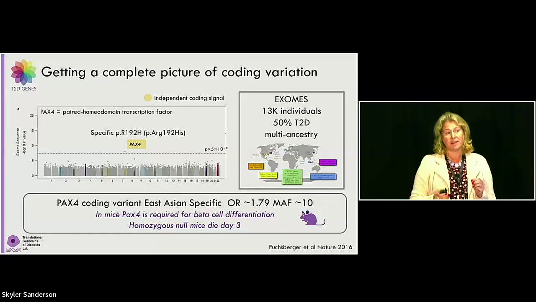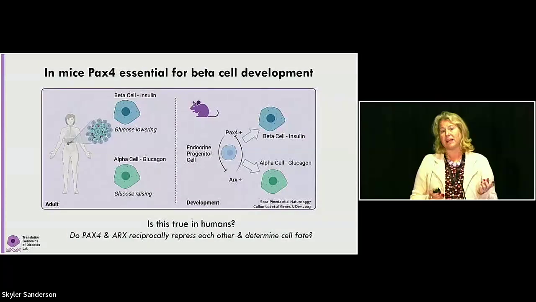Now, we know from mice that this transcription factor is critical for beta cell development. And if you knock out this transcription factor in a mouse, homozygous null mice will die by day 3. But I've already told you that the development of the human and the mouse pancreas are very different. So the foundational work that's been done in mouse models, where we know that PAX4 works in a reciprocal manner with another transcription factor called ARX to determine the cell fate, whether that endocrine progenitor cell becomes an insulin-producing beta cell or a glucagon-producing alpha cell. Can we translate that knowledge from the mouse directly to humans?